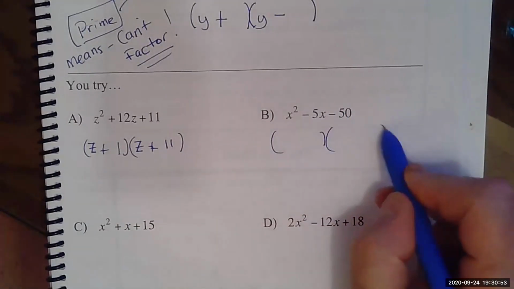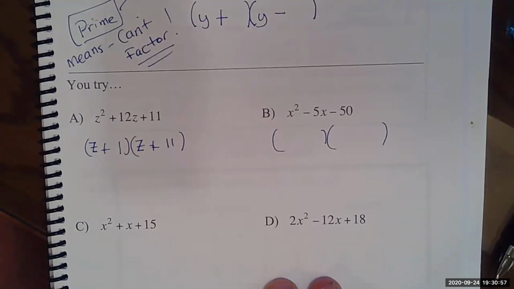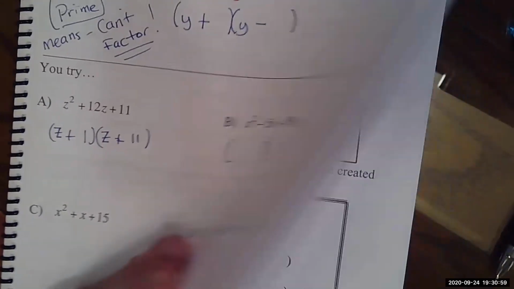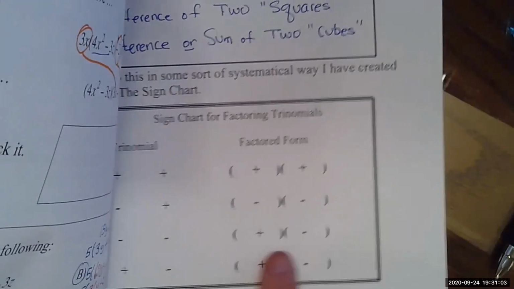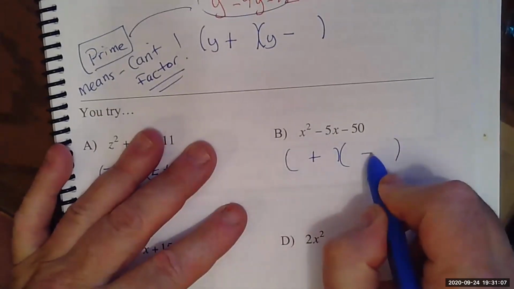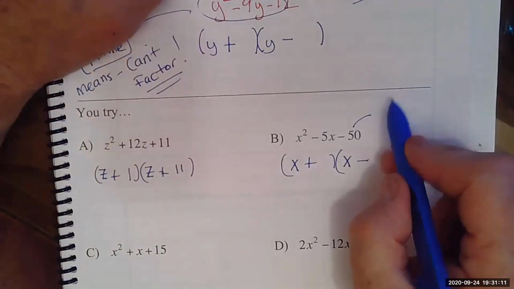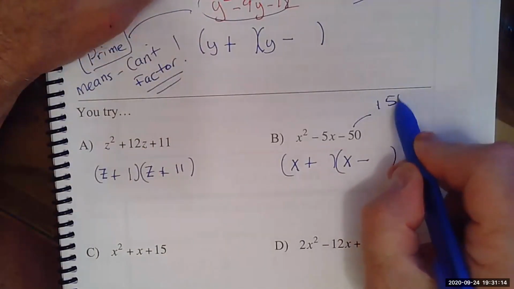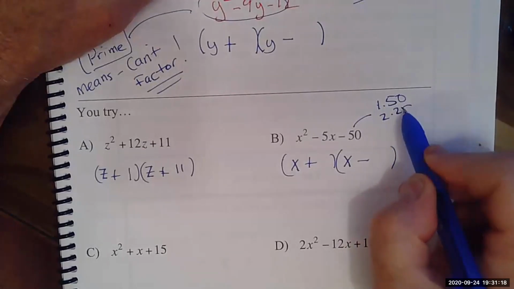Parentheses, parentheses. Okay, well, let's see. I need my cheat sheet on this one, Jeff. Negative, negative. Okay, one of each sign right here. One of each. Negative, negative. Okay, plus here, negative there. X, X. Okay, now 50 has a 1 and 50, 2 and 25. I'm looking for 5.